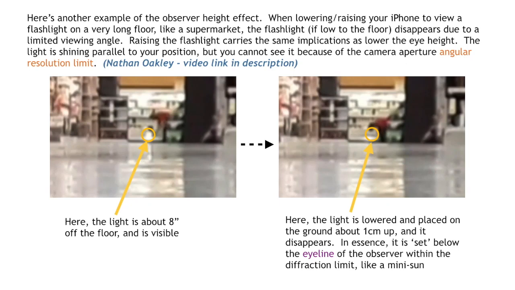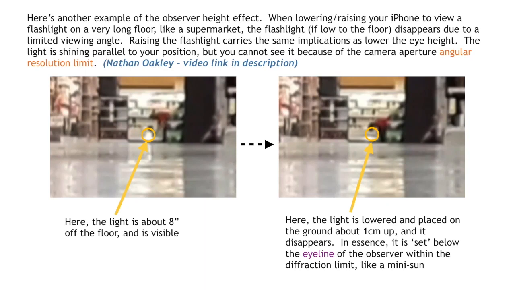Keep that in mind. That light is shining essentially in a direct line straight to what you would think would be a direct line straight to the phone, but the phone camera cannot pick it up. It cannot resolve the light. It has hit its angular resolution limit.